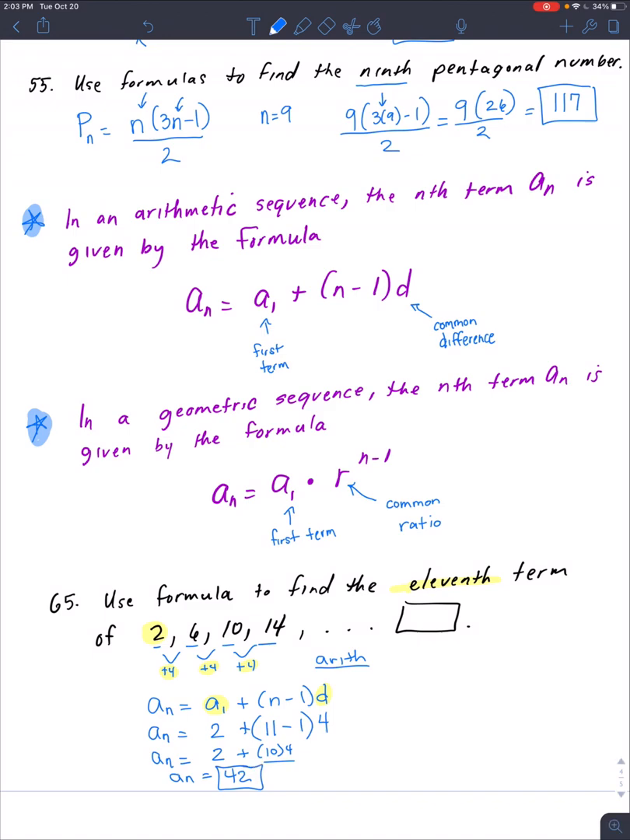Okay, so remember, here were some of the things we looked at. n was the 11th term. A sub 1 is the first term in the sequence, and your common difference is, in this case, positive 4. Okay?